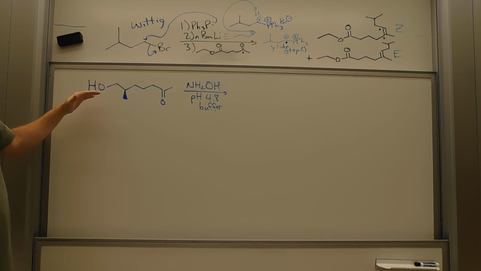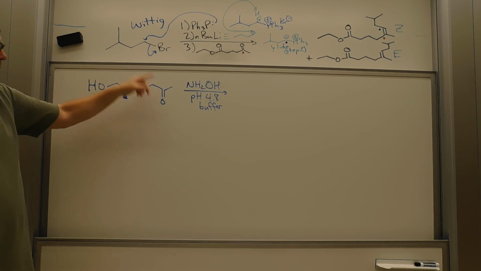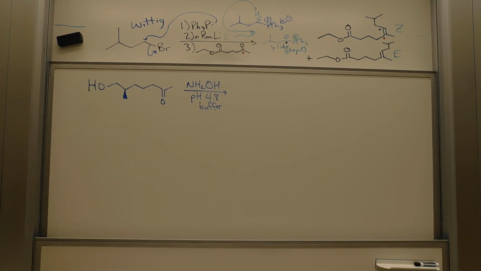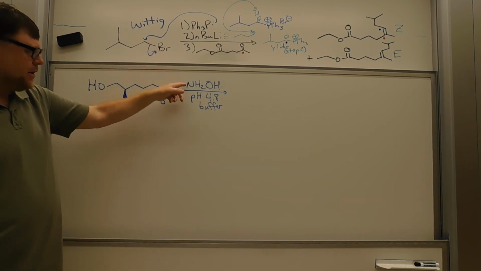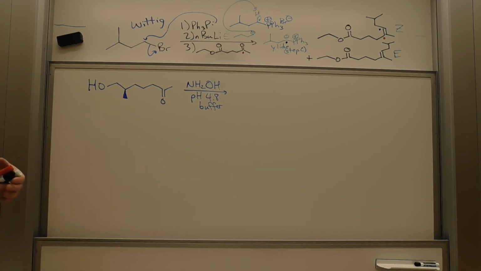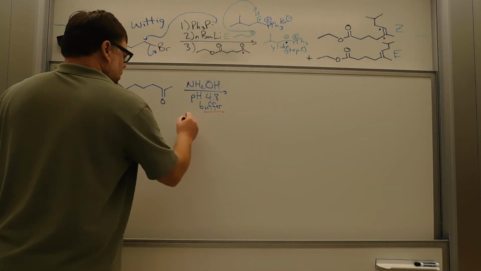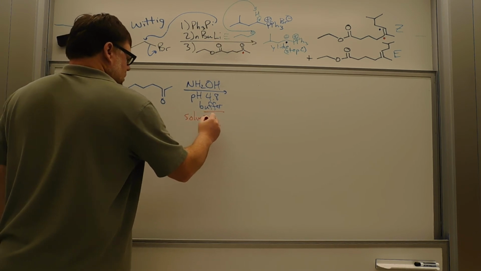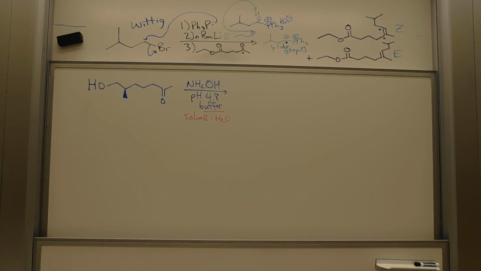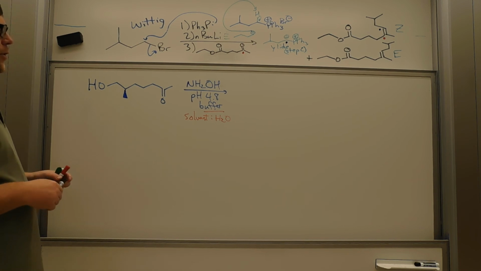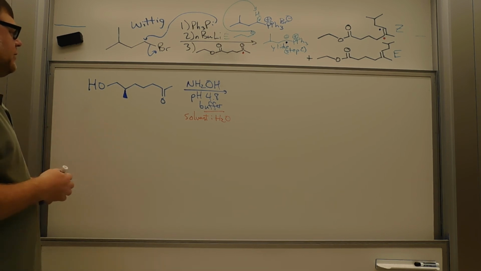We've got an alcohol, we've got a chiral center here, and we've got a ketone, a methyl ketone. We've got a nucleophile in ammonia hydroxylamine, and we're at pH 4.8 buffer. This means the solvent, so buffer is going to tell us that the solvent is at least partly or mostly water. My red pen's about to die. Yeah, you can see it. High production values here. Okay, so the solvent is going to be, so this is aqueous.